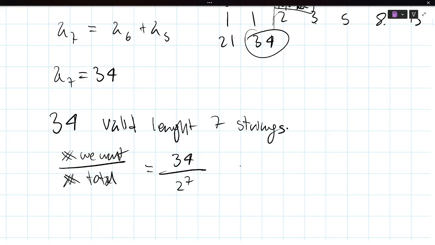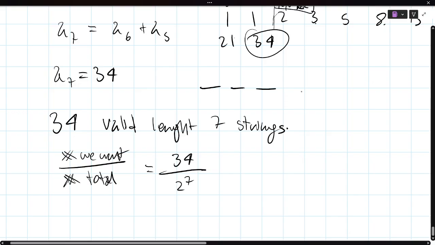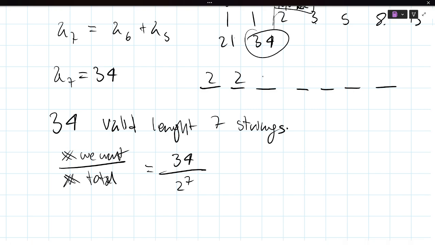It's going to be 2 to the 7, because if I draw this out, I have 2 options here, 2 options here, 2 options here, 2 options here, 2 options here, 2 options here, 2 options here, 7 places, so 2 to the 7 options. I have 2 options here because I can either have an R here or an N. This is why I'm saying there are two options.